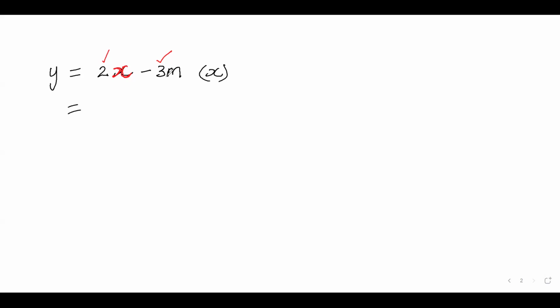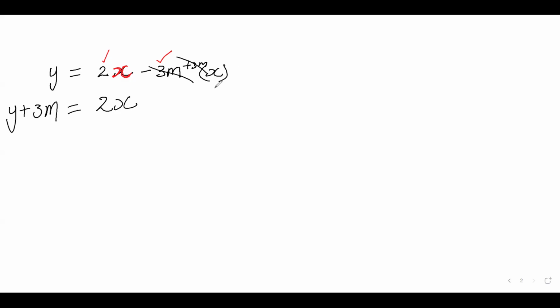So I must add 3m on one side. If I add 3m on this side, now I have to do the same on the other side. So negative 3m plus 3m is 0. So you have 2x. Anybody lost? So y plus 3m equals 2x.